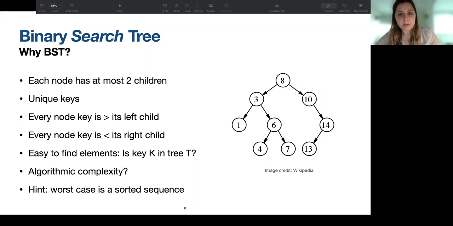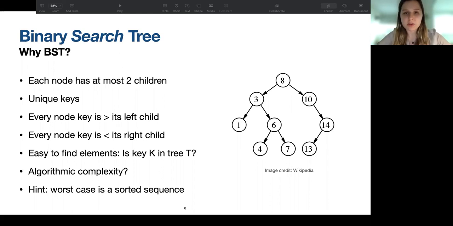whenever this element 6 was added to the tree, it was compared to the root, and had it been greater than the root, it would have gone to the right side. So there is this nice property of the binary search tree that whenever you take a node, everything that's to the left side of this node is always less than this node's value, and everything that's to the right side of this node is always greater than this node's value. So that's the definition of the binary search tree.